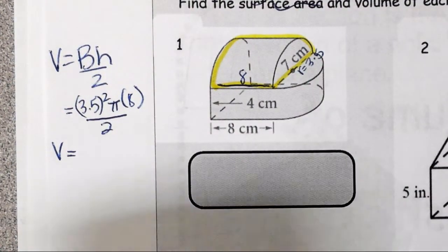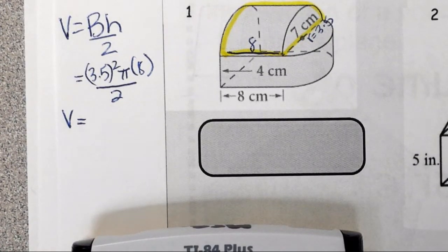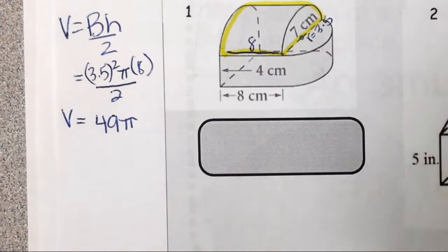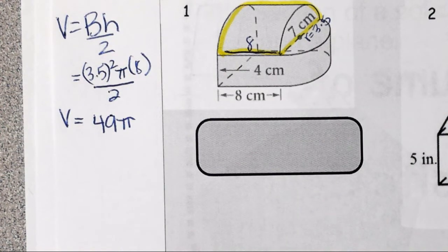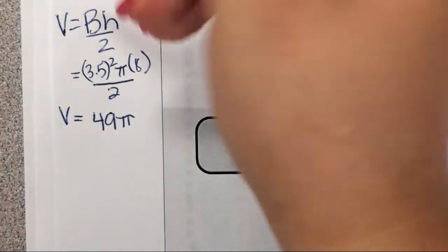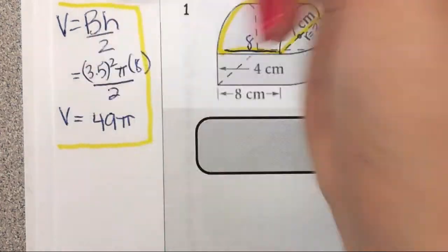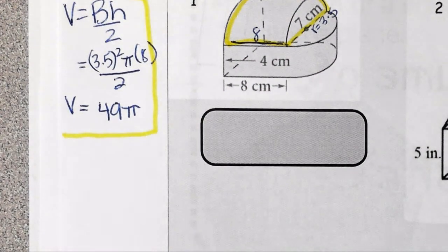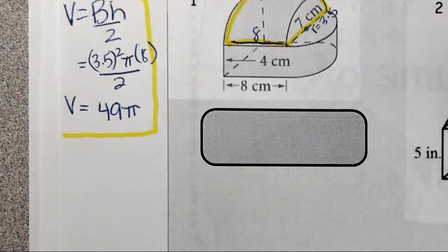So the volume of my cylinder would be 3.5 squared times 8 divided by 2 gives me 49 pi. Are we all in agreement? Okay, that was just the yellow one. Now, what else do we see? I see, okay. A semi-cylinder and a rectangular prism. Okay, so I'm going to do the other cylinder, then I'll get to the rectangular prism.